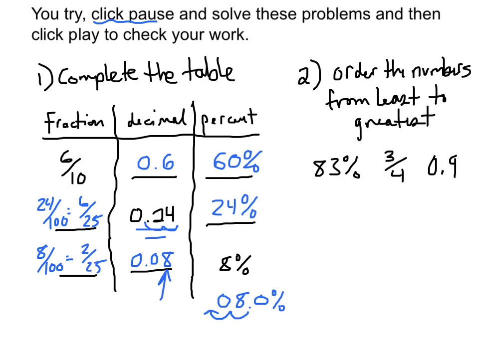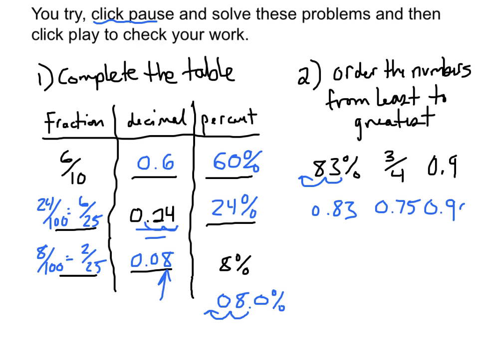How'd you do? Let's check out number 2. Order these numbers from least to greatest. Well, I want to put them all in the same form. I want to write them all as a decimal. 0.9 already is a decimal, that's a good thing. 3/4 is 0.75. And 83%, if I move the decimal 2 places to the left, is 0.83.